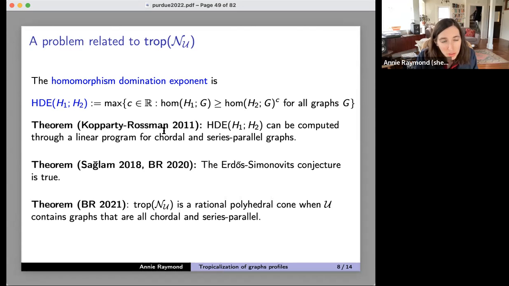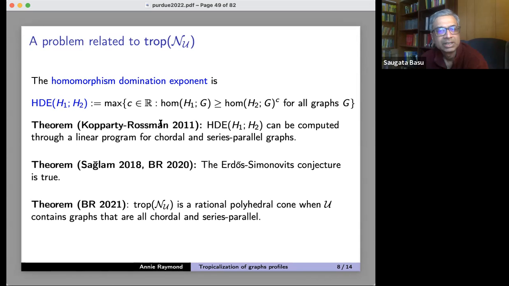Anyway, we did want to push further. What we can do with the Kopparty and Rossman result is show that the tropicalization of the number profile is actually a rational polyhedral cone when my collection of graphs contains only graphs that are chordal and series parallel. So already, we knew that the tropicalization was a closed convex cone, and now we're saying it's a rational polyhedral cone. So you're starting to get something that is very nice and simple. We do wonder if that is true in general for whatever collection of graphs that you have. That would be really nice. And so far, every collection that we have been able to calculate has been a rational polyhedral cone.